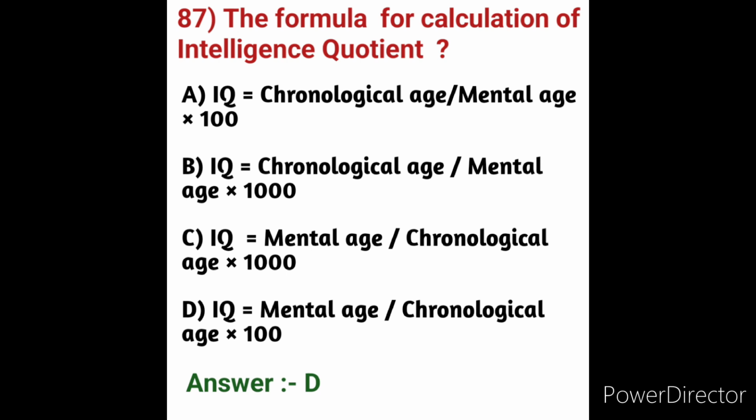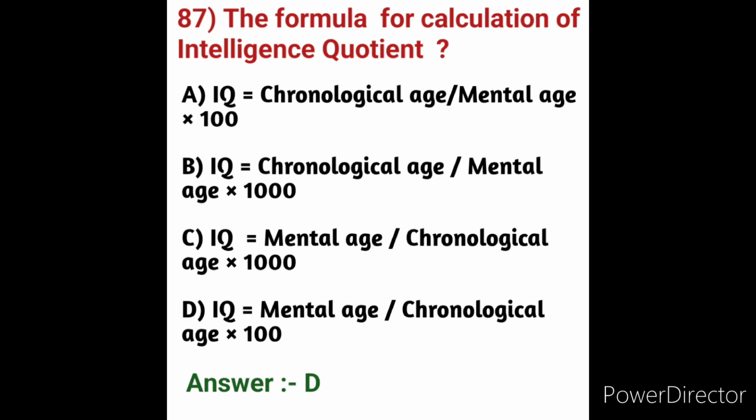Move on to question number 87. The formula for calculation of intelligence quotient. Option A, IQ equals chronological age by mental age into 100. Option B, IQ equals chronological age by mental age into 1000. Option C, IQ equals mental age by chronological age into 1000. Option D, IQ equals mental age by chronological age into 100. Option D is the correct answer.